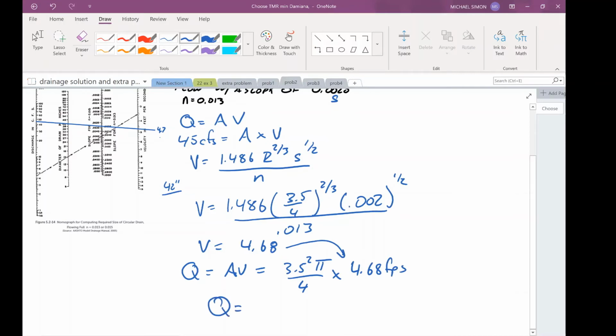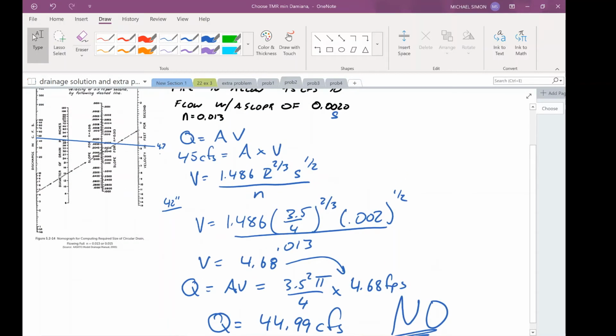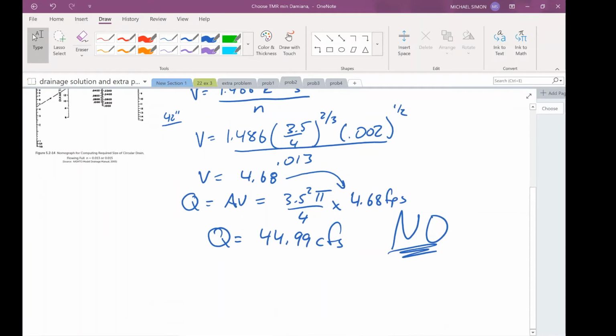Q would be equal to 3.5 times 3.5 times pi, divided by 4, which gives 44.99 CFS. Does this work? No, it doesn't. We need to hold 45. We get 44.99. Well, isn't that close enough? Nope. It's like getting a 64.99 when you need a 65. It's not passing.